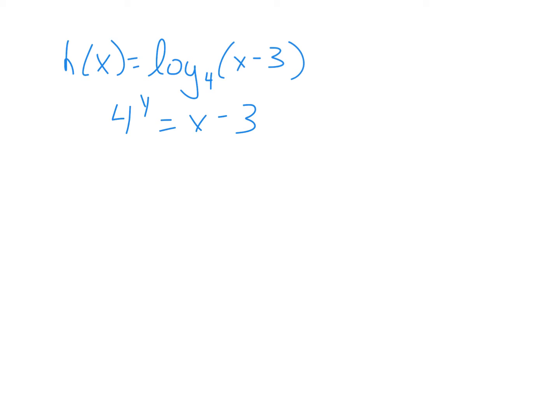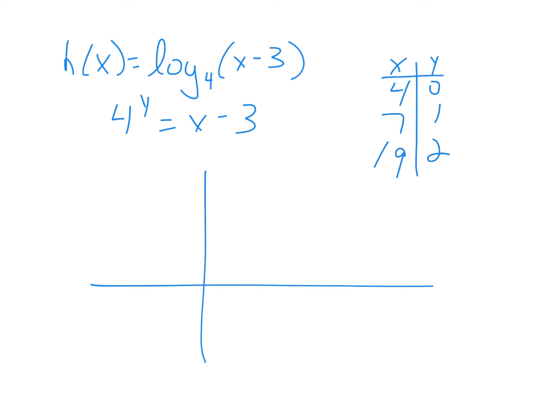When y is equal to 0, what does x need to be equal to? If y is equal to 0, that makes this whole left side 1, and x will need to be equal to 4. If y is equal to 1, what does it tell you? If y is equal to 1, that means x must be equal to 7. If y is equal to 2, so 4 to the power of 2 is equal to 16, and that means x must be equal to 19.